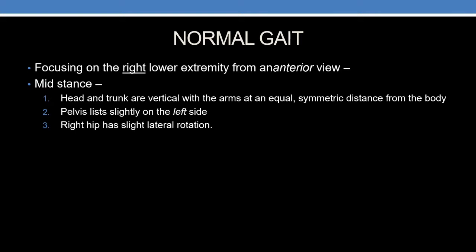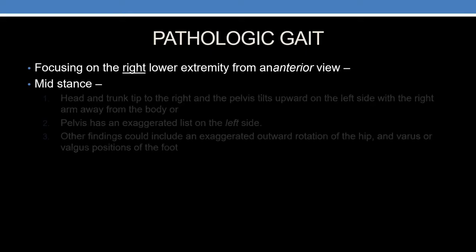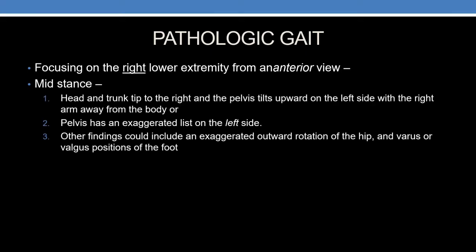Now, in the presence of pathologic conditions, the head and trunk tip to the right. The pelvis tilts upward on the left side with the right arm away from the body, or possibly the pelvis has an exaggerated lift to the left side, to the opposite side. Other findings could include an exaggerated outward rotation of the hip and/or varus or valgus positions of the foot, and just picture those in your mind, varus or valgus positions of the foot.